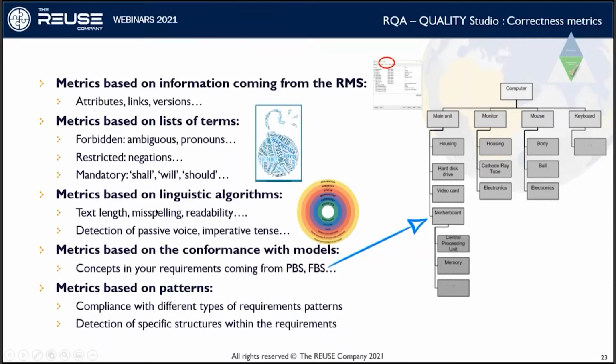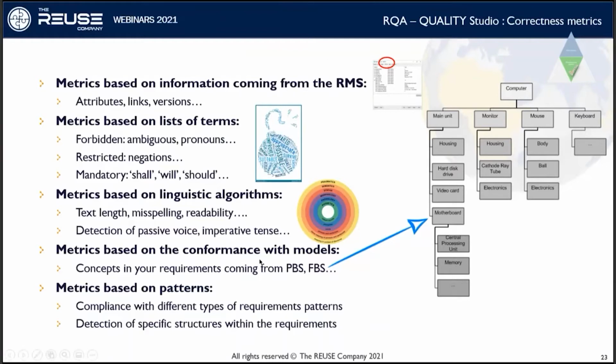We have linguistic algorithms, for example, to check the readability and misspellings. So we have a spell checker included in the tool, and you can detect passive voice, and some structures that you want to avoid in terms of grammar. So all the linguistic algorithms can also be added based on the knowledge of the language, and also your own set of rules that you want to set up.